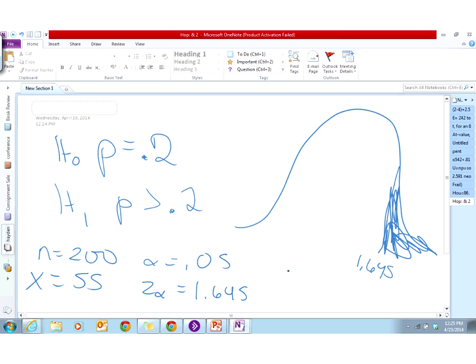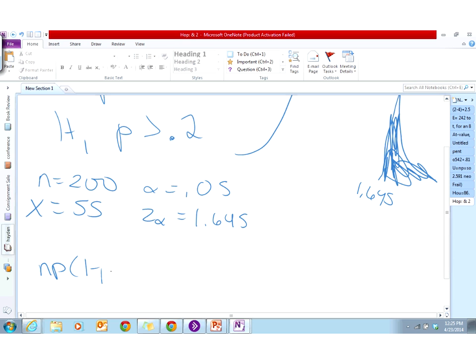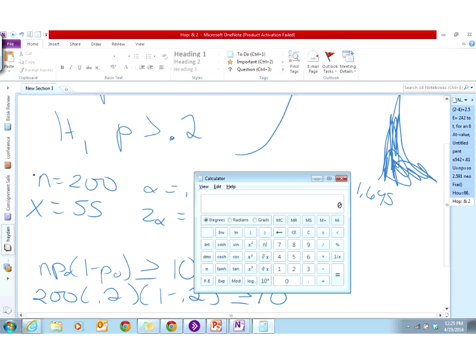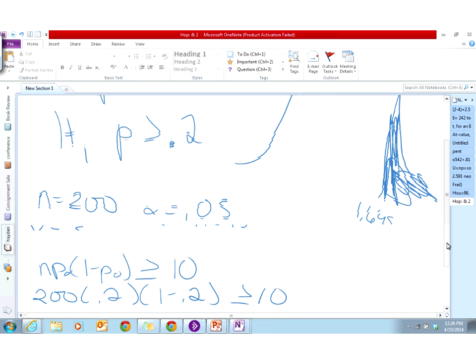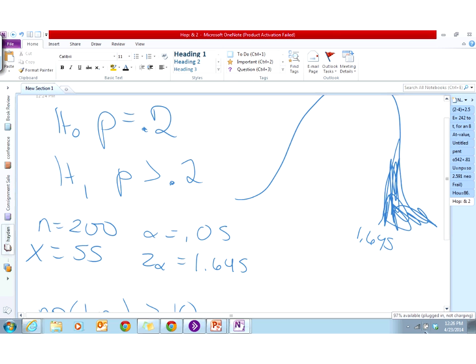Okay. Quick test. Make sure we are okay to use this. N times p times 1 minus p has to be greater than 10. So we've got 200 times 0.2 times 1 minus 0.2. We have to make sure it's greater than or equal to 10. I'm pretty sure it's fine. And then 1 minus 0.2 is 0.8, so times 0.8, 32, we're good. Good to go. All right, so let's go back to StatCrunch.